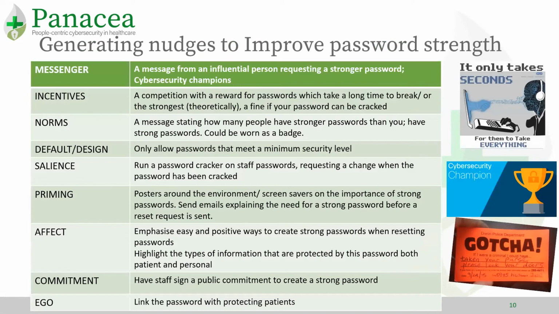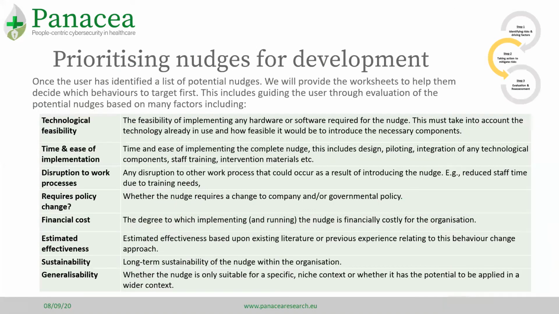So, for example, if we were trying to improve the strength of passwords, there are a number of ways that we could try to nudge that behaviour. For example, we could use a password strength meter, which shows how strong a password is as it is created or entered. Once the team have identified a list of potential nudges, we provide worksheets to help decide which nudge to develop.